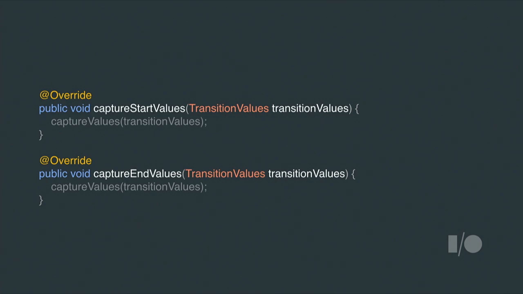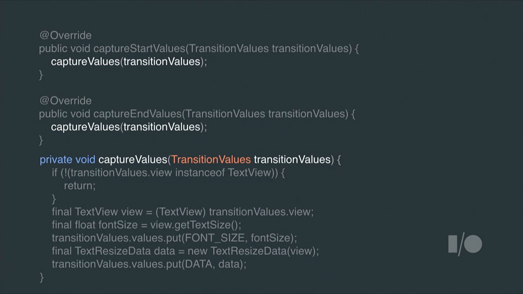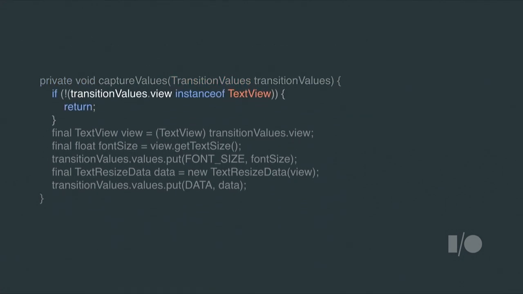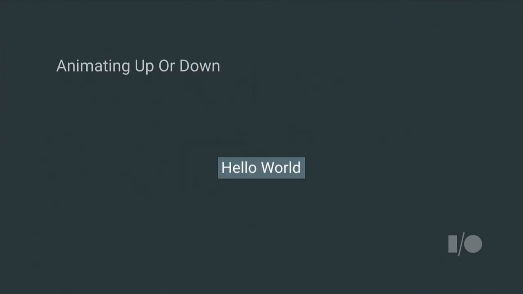So when we capture our start values and end values, remember this from what Nick said, it's the same thing in both the start and the end. We have a common function to do it. The first thing we have to do is we can just throw away anything that's not a text view, right? We're only animating text views. So anything else, we just ignore. Of course, we want to capture the font size, the text size here. And we also want to capture some other data. I just stuck this all in its own class to kind of hide that information. But it's basic things like the bounds of the text view, because we're going to need that for the animation.